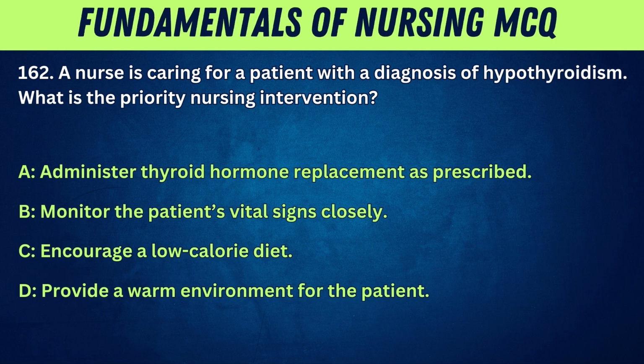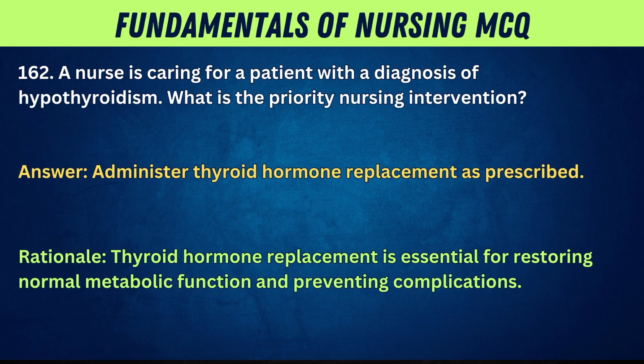162. A nurse is caring for a patient with a diagnosis of hypothyroidism. What is the priority nursing intervention? A. Administer thyroid hormone replacement as prescribed. B. Monitor the patient's vital signs closely. C. Encourage a low-calorie diet. D. Provide a warm environment for the patient. Answer: Administer thyroid hormone replacement as prescribed. Rationale: Thyroid hormone replacement is essential for restoring normal metabolic function and preventing complications.